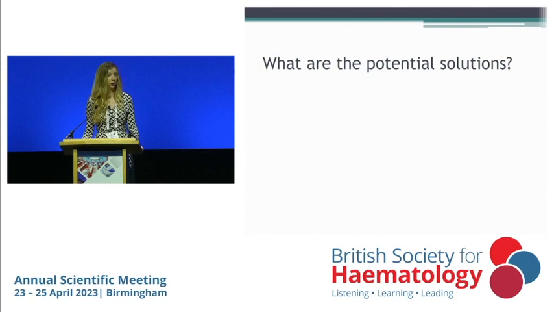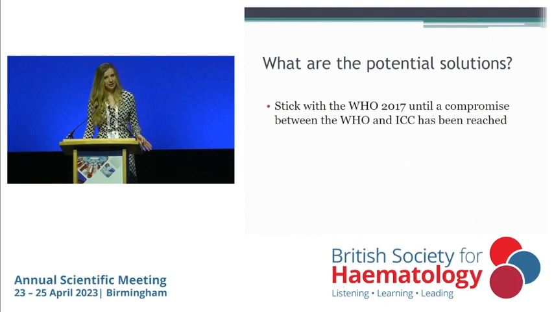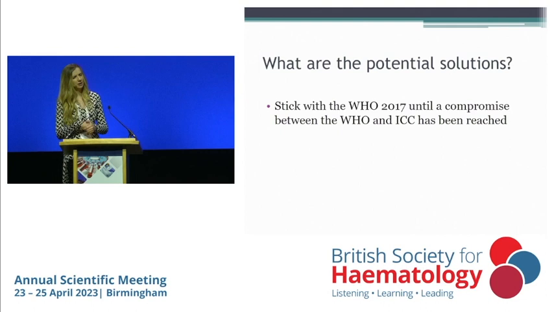So what are the potential solutions? We could stick with the WHO 2017 until the authors from the two different classifications reach a compromise, and then it'll probably be ready for the next classification by the time they do that. But I think there is still a hope that we will get back to one classification, which of course would be the ideal scenario, and hopefully the authors will reach a compromise and we can do that soon or in time for the next update.